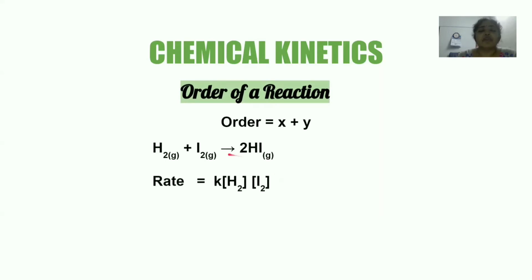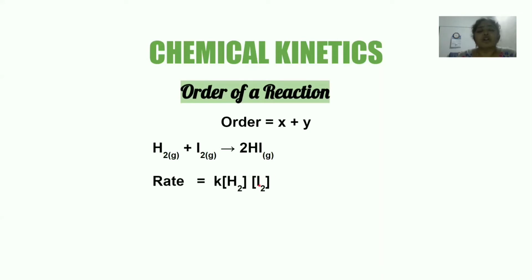Let us understand this order of the reaction in detail. Here I have an example of formation of hydrogen iodide. I have a balanced equation: hydrogen plus iodine forming 2 moles of HI. Now the rate equation has to be determined experimentally. Experimentally it has been found that the rate of this particular reaction is equal to K into concentration of H2 into concentration of I2. So this is the rate law. The powers of H2 and I2 are not mentioned here. This indicates that H2 is raised to 1 and I2 is also raised to 1. This is experimentally determined.